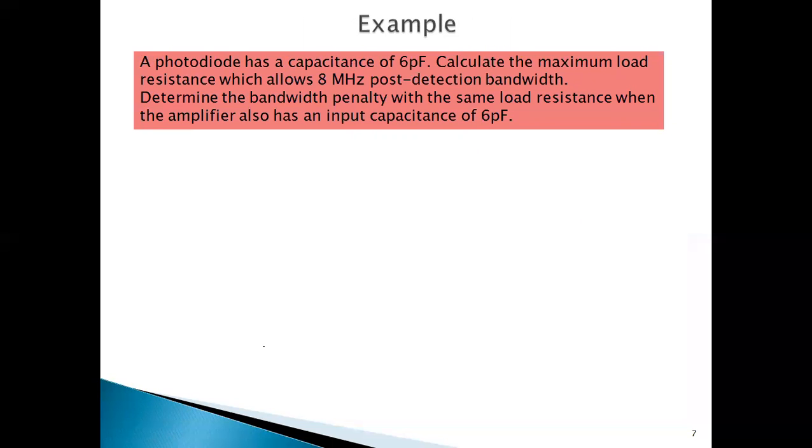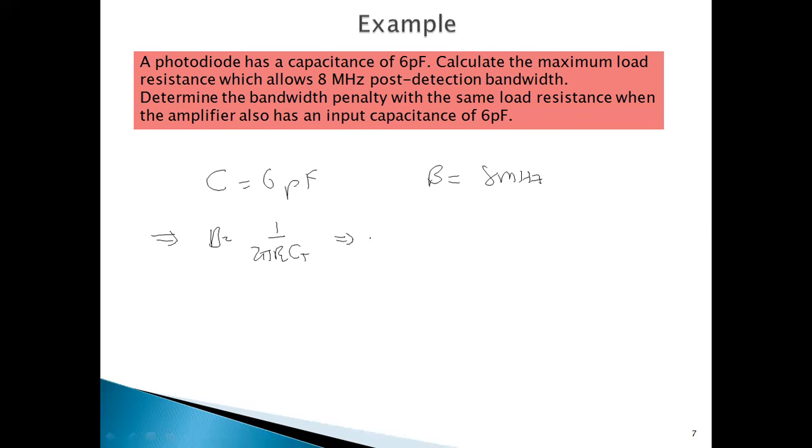So we are given a problem whereby a photodiode has a capacitance C of 6 picofarad. We need to calculate what should be the maximum load resistance which allows 8 megahertz post-detection bandwidth. So we need to find the maximum load resistance that can be used such that the bandwidth obtained is 8 megahertz. Again, we have to refer back to the equation B equals 1 over 2 pi of RL multiplied with the total capacitance.